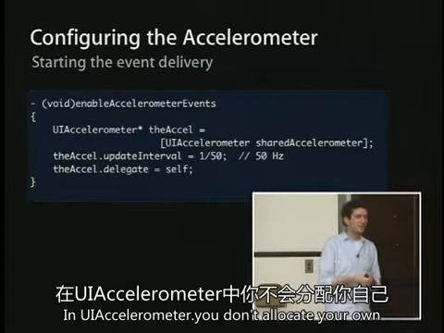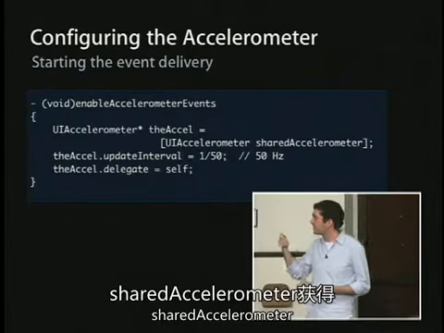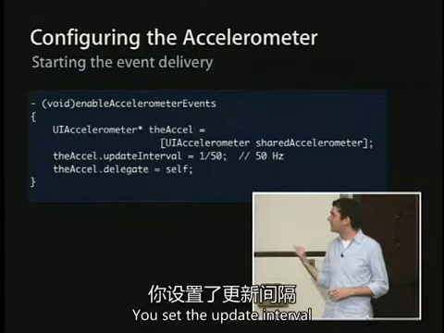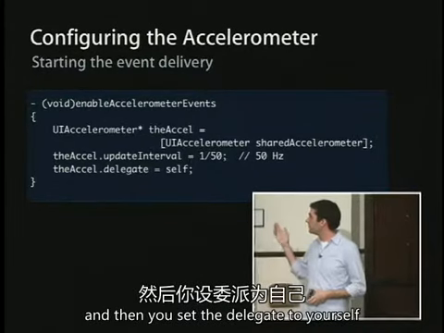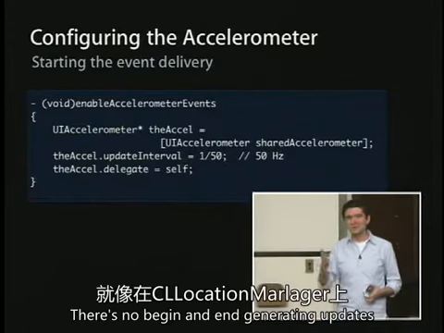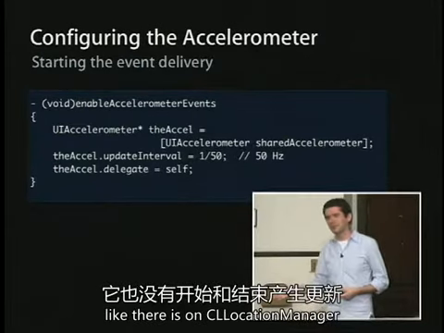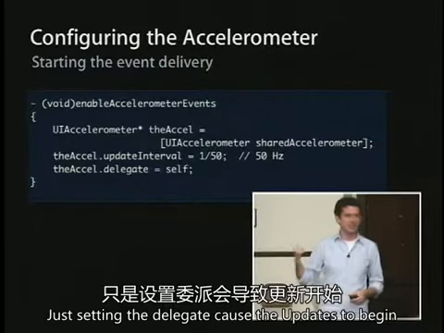With UIAccelerometer, you don't allocate your own. There's a singleton one that you get using UIAccelerometer sharedAccelerometer. You set the update interval so you can pick how frequently you need these updates, and then you set the delegate to yourself. This part's pretty important, actually. There's no begin and end generating updates like there is on CLLocationManager. Just setting the delegate causes the updates to begin.